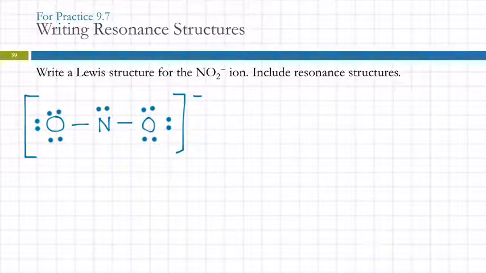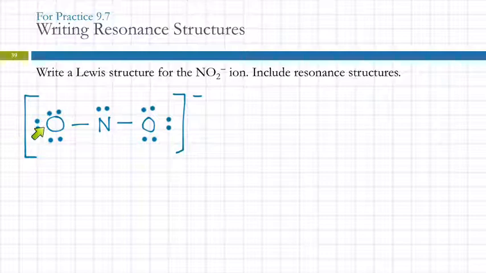Is this a good Lewis structure? What's missing? What's wrong with it? Everybody have an octet? No. The nitrogen doesn't have an octet, so that's not cool. We need to have more sharing. So the nitrogen is saying, hey guys, this isn't working for me. I don't have 8 electrons. One of you has to share one of your lone pairs with me.